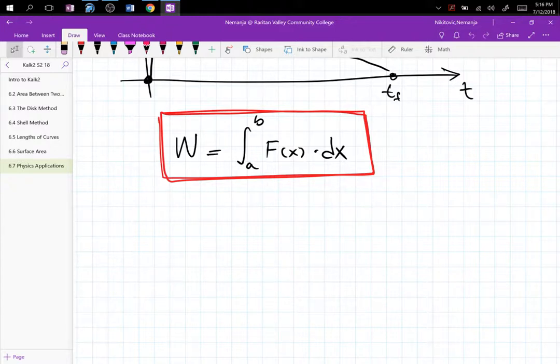We know that the dx has the (b minus a) over n. That's delta x. So a and b are in there, and that is your force times the distance.